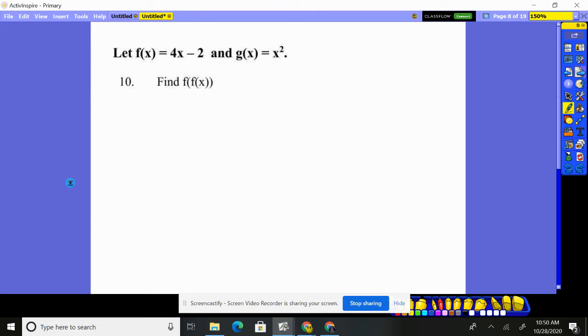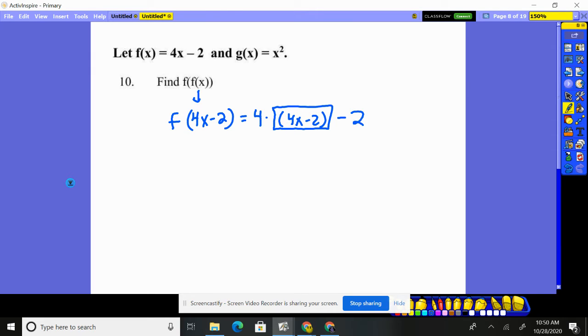Number 11, f of f of x. Well, what is f of x? F of x is 4x minus 2. And so we're simply plugging 4x minus 2 back into itself. So we go to the f function. It says do 4 times whatever they give you. What did they give us? They gave us back the 4x minus 2.